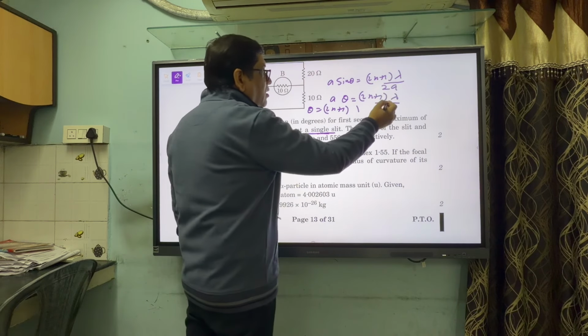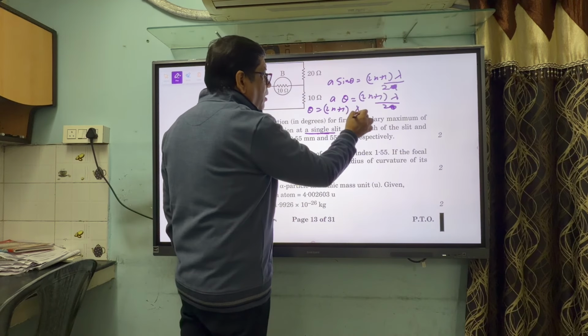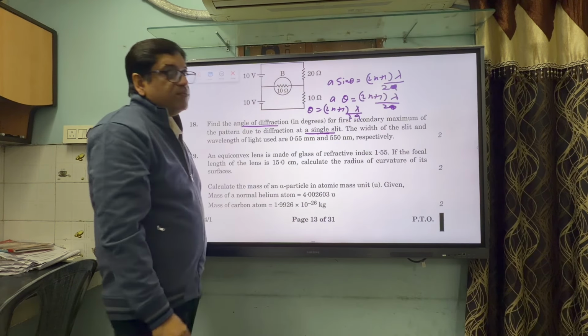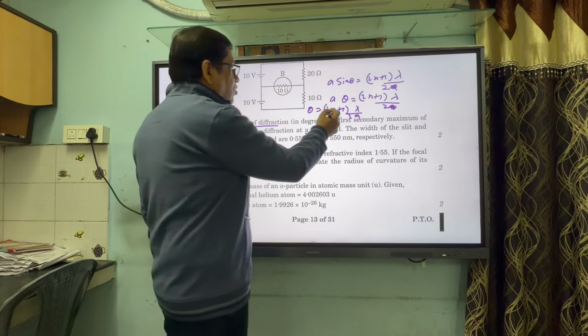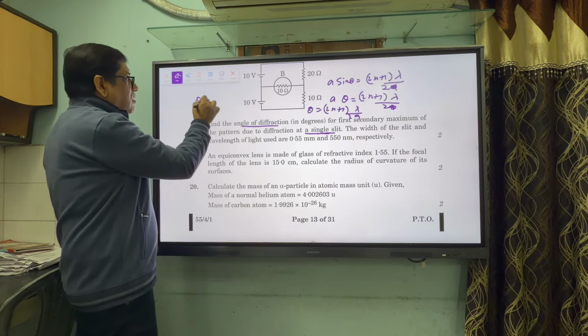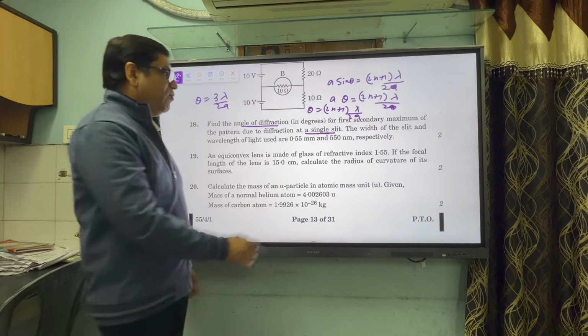Now it will come a theta is equal to (2n plus 1) lambda by 2. Because it is first maxima, n is equal to 1. So a theta becomes 3 lambda by 2. This is the answer for first secondary maxima.